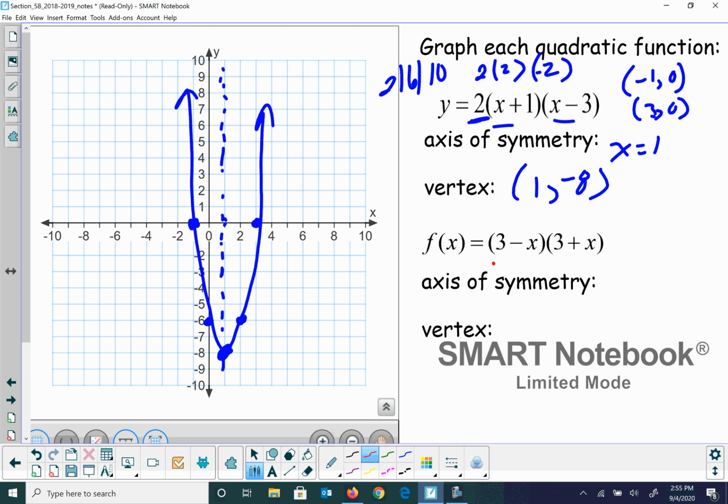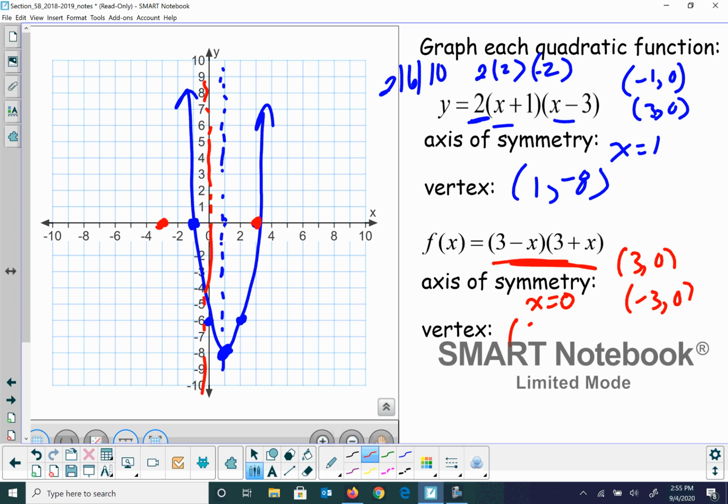Let's do the second one. So if I set each of those equal to 0, I'm going to wind up with 3 comma 0 and negative 3 comma 0. So 3 comma 0 is there, negative 3 comma 0 is there. Hey, what's halfway in between negative 3 and positive 3? Yeah, 0 is. So my axis of symmetry actually lives on the y-axis on this one.